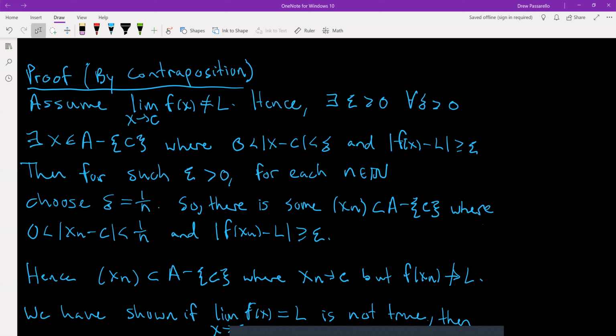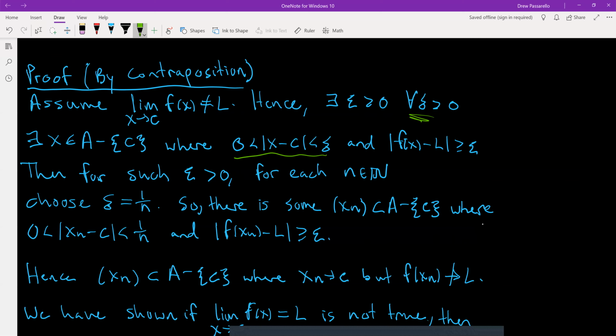So then for such epsilon, for each natural number n, choose delta to be equal to 1 over n. We know this is the case for all delta, so why not just pick delta to be 1 over n? So since that's the case, therefore there is some sequence xn in A minus {c}, where 0 is less than the absolute value of xn minus c, less than 1 over n.